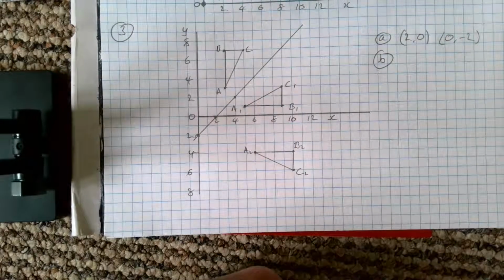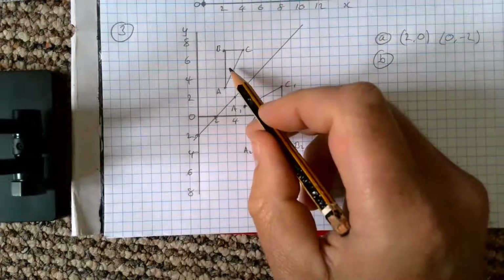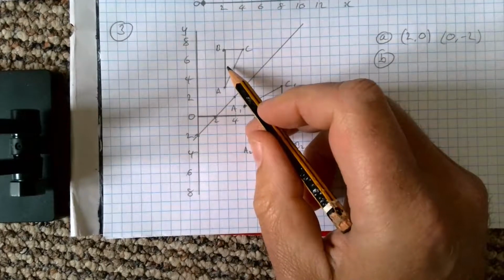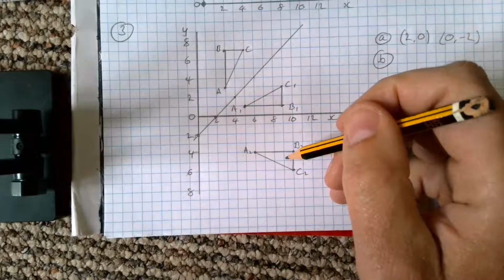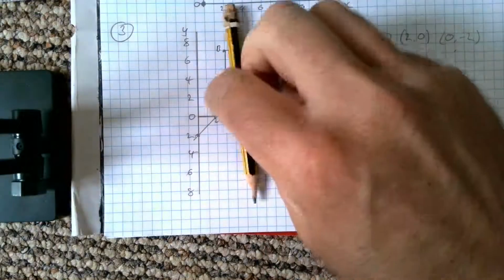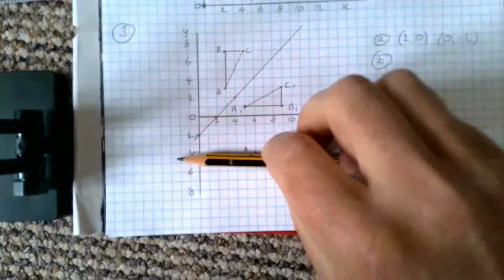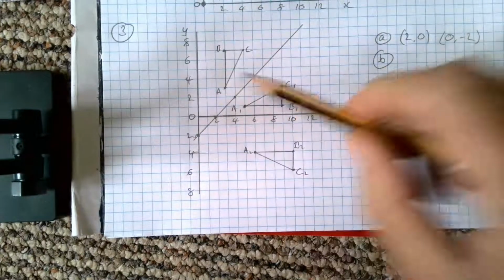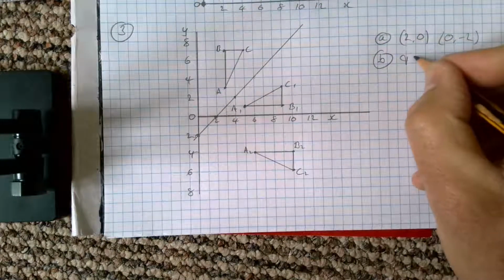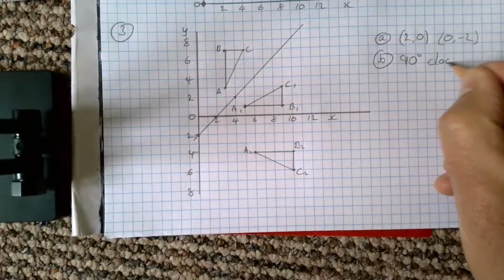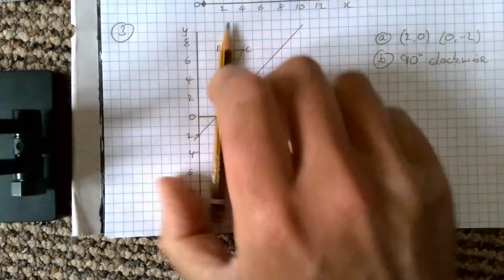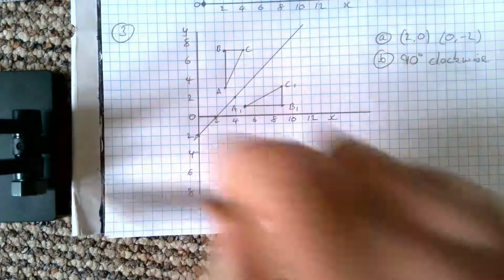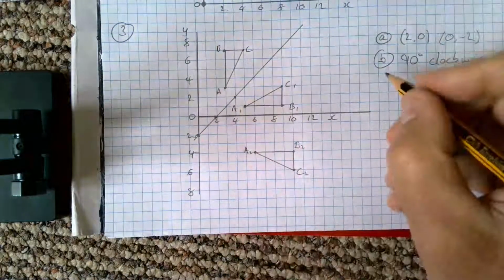Part B says A, B, C is mapped onto A2, B2, C2 by a rotation. Give the angle of rotation. So again, I can see that this is moved from here and it's been moved around to there. So I can see that that is going to be 90 degrees clockwise. You could, if you want, trace it. You guys have your tracing paper, so you would draw this on and see how far you're rotating the tracing paper around. But I think that's quite a straightforward one, and I hope you agree.